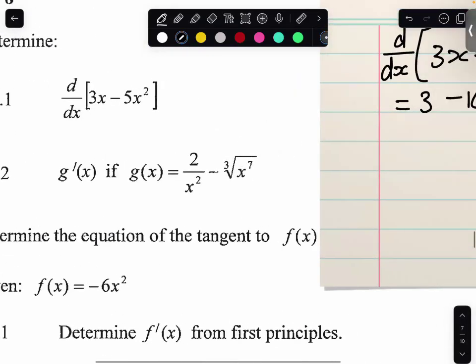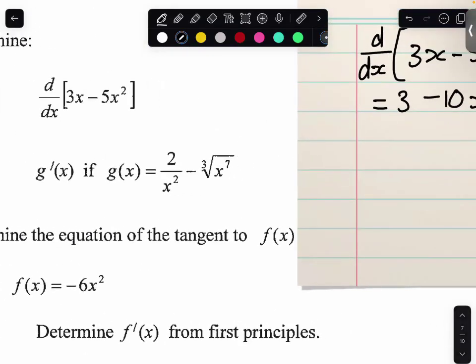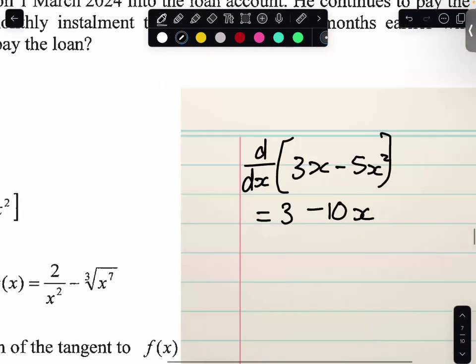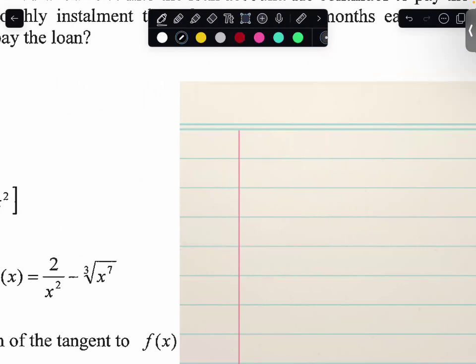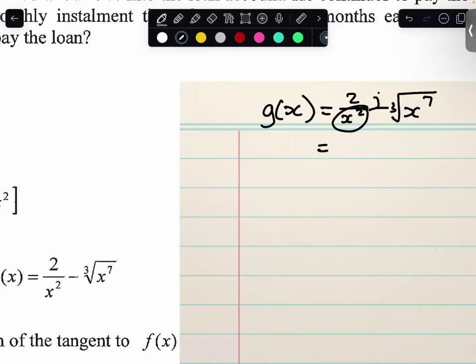Next one. It says find g prime x if g of x is equal to all of that. Okay, simple. We have g of x is equal to 2 over x squared minus the cube root of x to the power 7. So first of all, I need to bring this x up, and I need to take this x out of the cube root. So this is 2x to the minus 2. And when you're taking it out, it's inside over outside, so 7 over 3. This is still g of x.